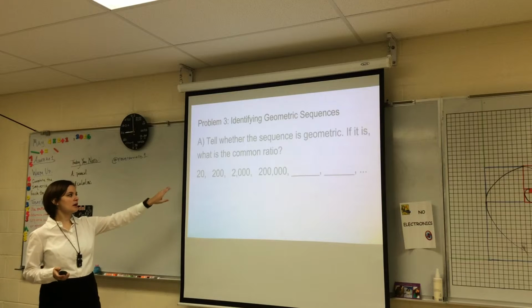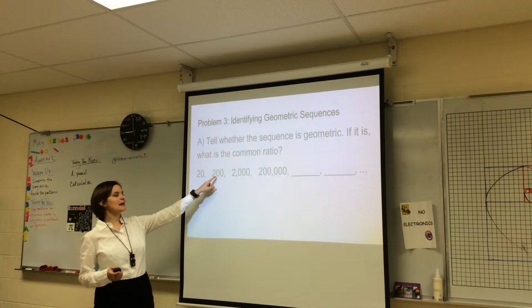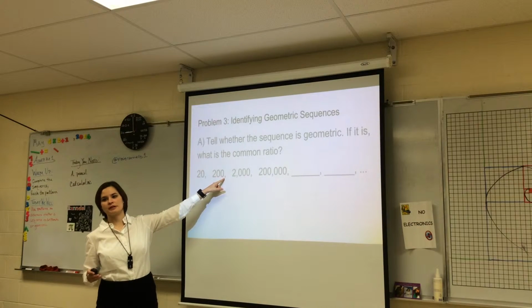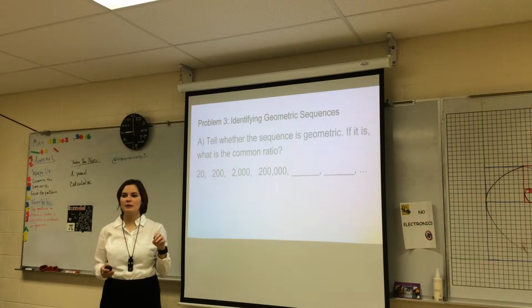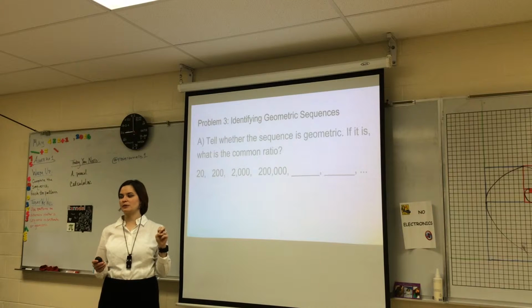All right. So I'm going to look to see what can I multiply 20 by to get 200? By 10. What if I didn't remember that? What if that wasn't a rule I remembered? What could I do to find out what we're going to multiply?